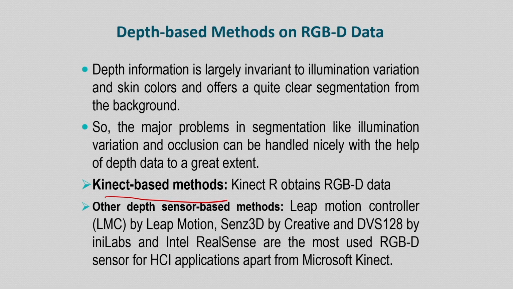So we can consider the Kinect sensors to get the depth data, or maybe other depth sensors, like the Leap Motion controller, or Sense 3D by Creative. So different types of depth sensors are available, and from these we can get the RGB depth data, the RGB-D data. With the depth information, some of the problems can be partially or nicely eliminated, like the problem of self occlusion and the problem of illumination variation. So these problems can be handled with the depth information.